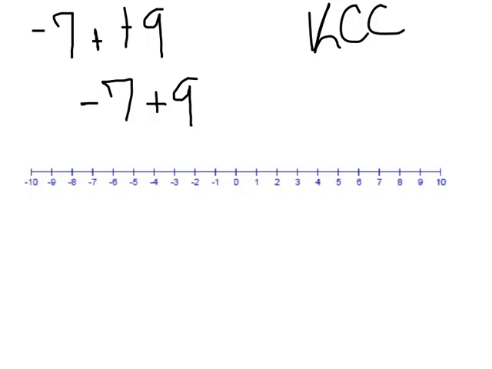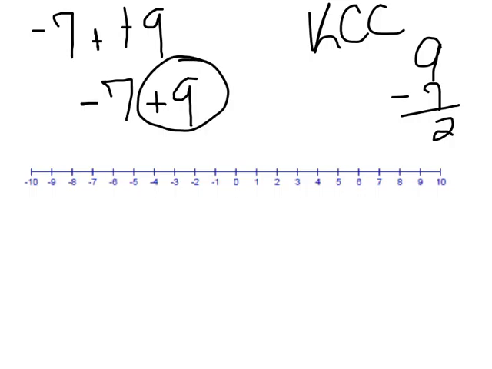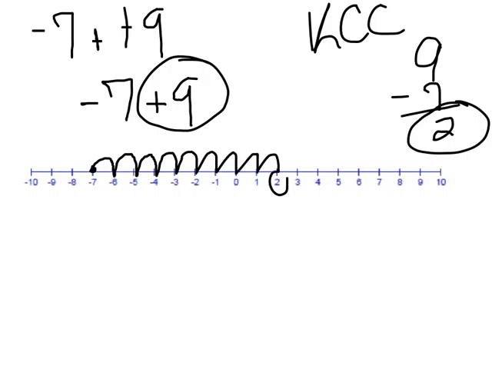Now my signs are different, so I'm going to go ahead and subtract them. 9 minus 7 is 2. Keep the sign on my larger number, which was 9, so this is a positive 2. So I'm going to take negative 7, I'm going to add 9. 1, 2, 3, 4, 5, 6, 7, 8, 9. Positive 2. All right, guys, feel free to rewatch this video at any point, but let's go ahead and practice.